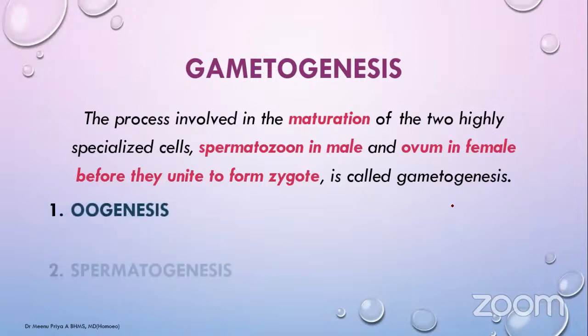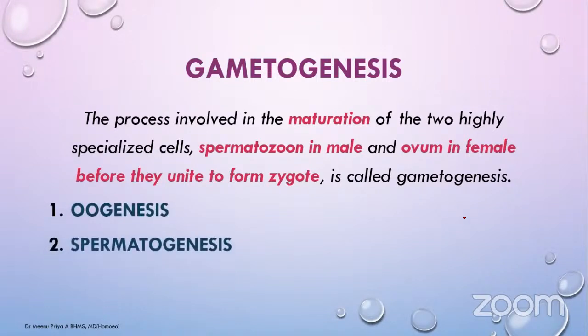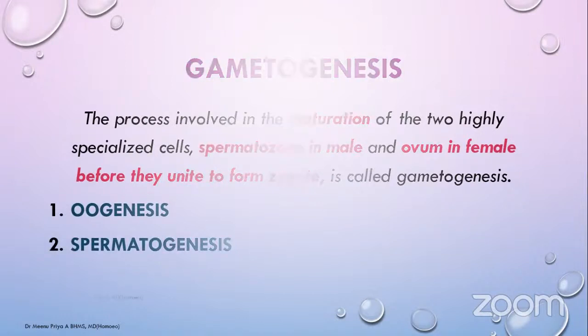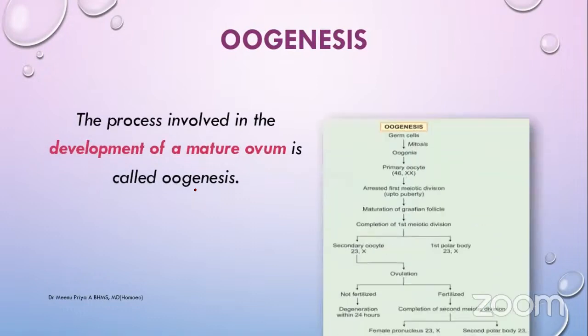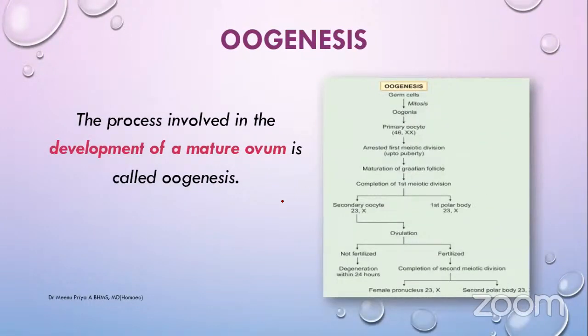And the 2 processes are oogenesis and spermatogenesis. So one by one, we'll see what it is. Oogenesis is the process involved in the development of mature ovum. So here the important word is ovum, mature ovum. You're not supposed to write oocyte or oogonia. The options can be made to confuse you that way. So mature ovum is the right word: development of mature ovum is oogenesis.